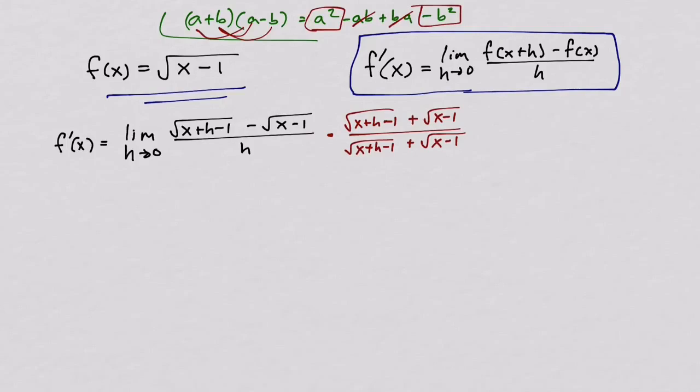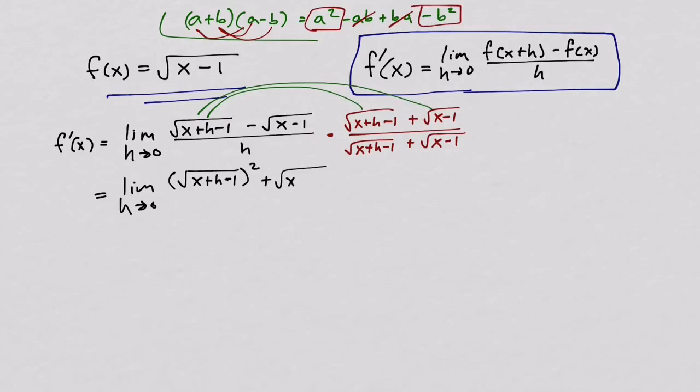So let's do that multiplication in this case. So I'm going to get the limit as h goes to 0. My first term is going to be the square root of x plus h minus 1 times itself. So the square root of x plus h minus 1 squared. And that comes from these two terms being multiplied together. Next, I'm going to multiply these two terms, which gives me positive the square root of x plus h minus 1 times the square root of x minus 1.